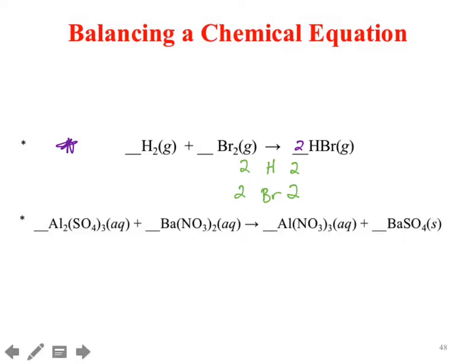How do we approach it? Do aluminum first. How many aluminums on the left? 2. On the right? 1. What do I do? Put 2 on the aluminum. Immediately fix the aluminum. The suggestion, Becky, is 2 on the aluminum. I put a 2 in front of the aluminum here. I don't change the subscript, because if I change the subscript, I'm changing the compound. I'm changing the formula. I'm not allowed to do that when balancing. Okay? Now what do I do?